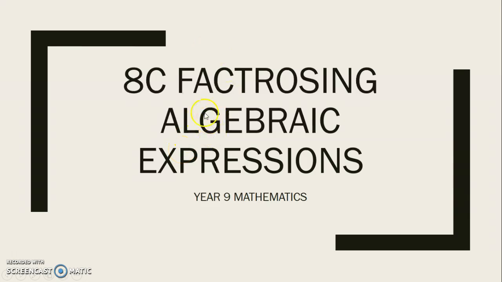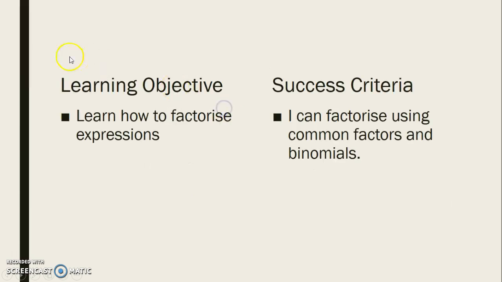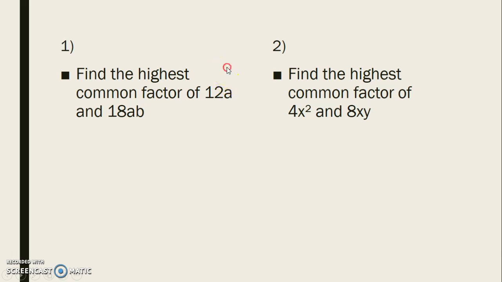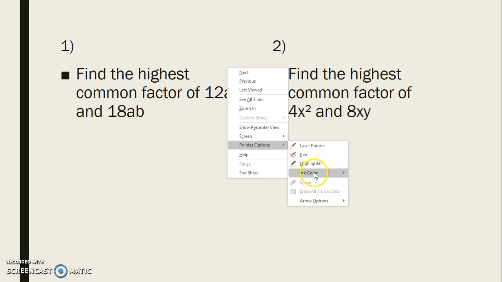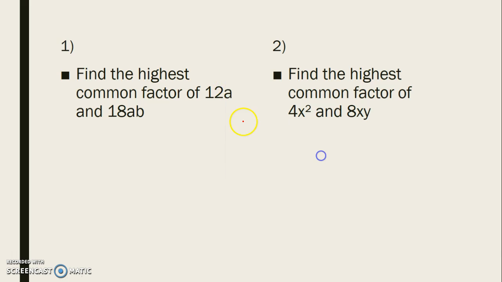This is 8C Factorising Algebraic Expressions for Year 9 Mathematics. The learning objective of today: you've got to learn how to factorise expressions, and you need to be able to use common factors to factorise, and also how to use binomial factors. So let's just go through a few examples to begin with.